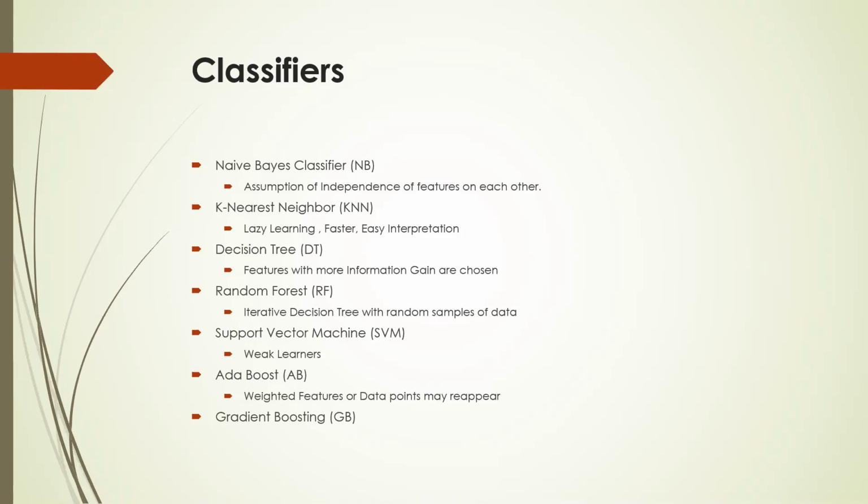And decision tree uses information gain to find out which feature is more correlated to the target variable. And random forest is the iterative version of the decision tree. It also uses bagging to find out which is better. Support vector machine trains multiple hyperplanes to find out which hyperplane classifies the data better. And AdaBoost and gradient boosting are boosting techniques performed on decision tree and random forest.